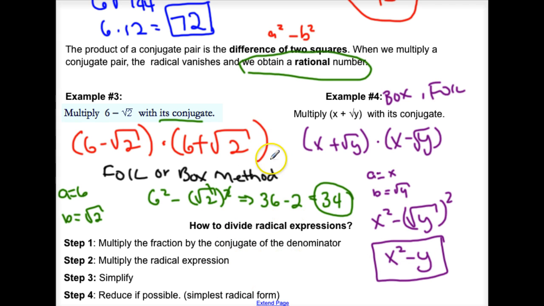Now, the last one we're going to talk about is how to divide rational expressions. This is the same thing as rationalizing the denominator. So the first thing you want to do is multiply the fraction by the conjugate of the denominator. Very important. Multiply the radical expression, simplify and reduce if possible, meaning putting it in the simplest radical form. So let's see how that works. We have a few examples here.